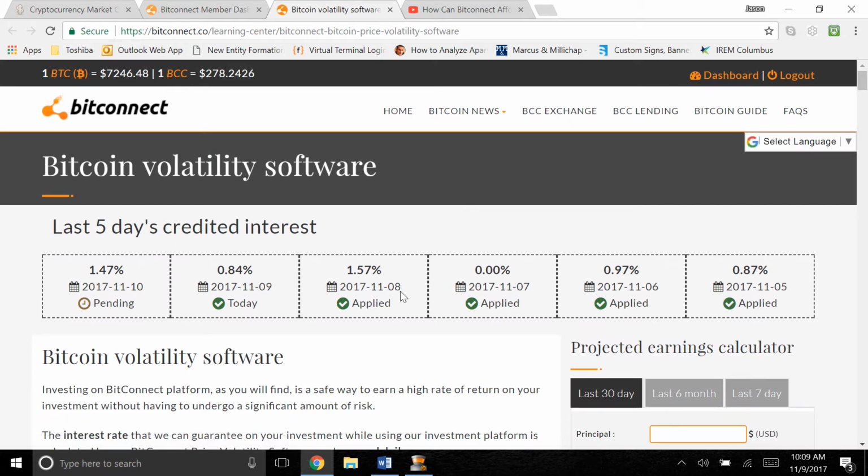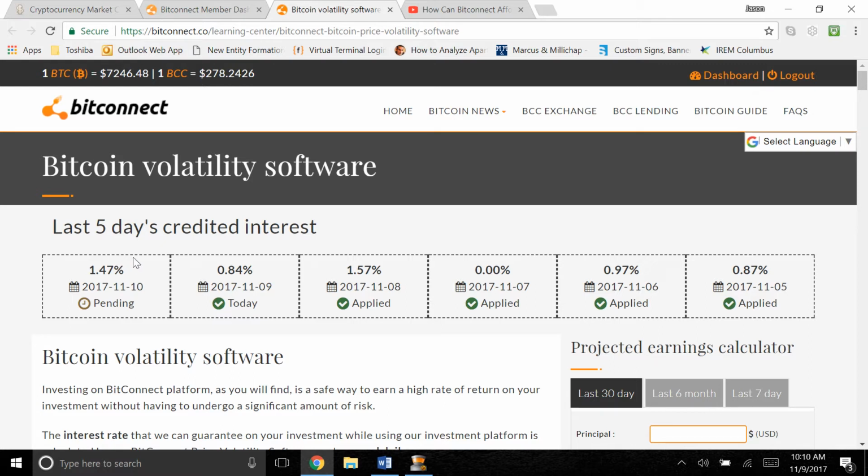Okay, so here are the last 5 days. It actually shows the current day, the pending amount, which will be paid out tomorrow. And here are the last 5 days. So yesterday was a good day, because this was made yesterday and it will be applied tomorrow.